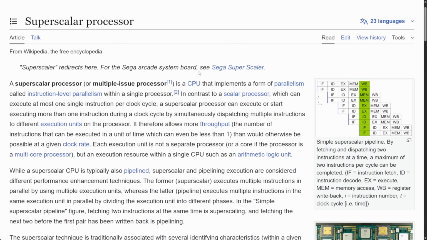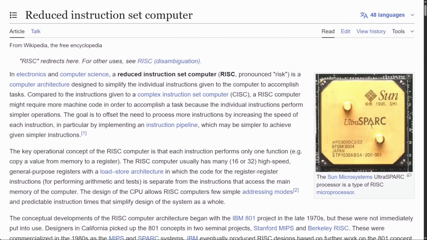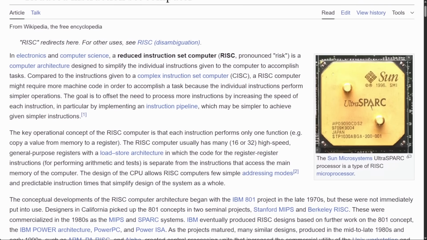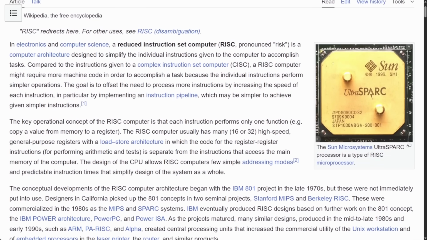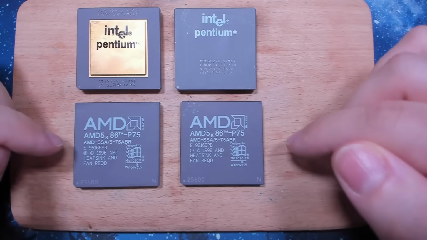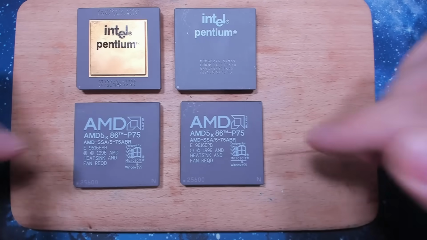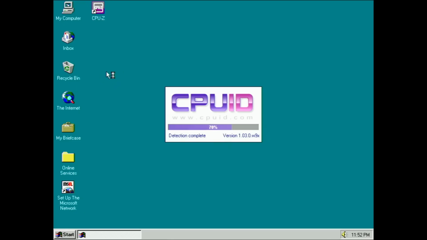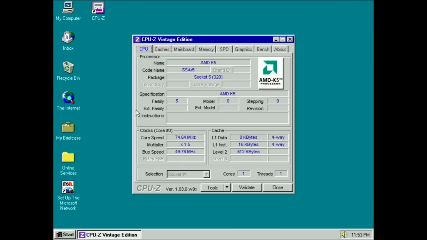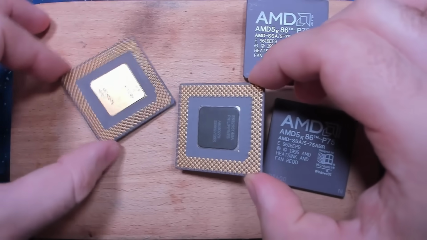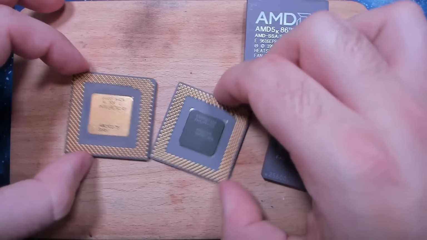AMD designed the 5K86 to be a RISC-like x86 implementation. Basically, it took the x86 instructions and decoded them into RISC-like instructions. This allowed the chip to execute out of order, which the Pentium did not allow, and thus parallelize instructions wherever possible. We also have a larger instruction cache. Instead of 8 kilobytes on the Pentium, we have 16, but the data cache remains at 8 kilobytes, exactly like on the Intel Pentium.